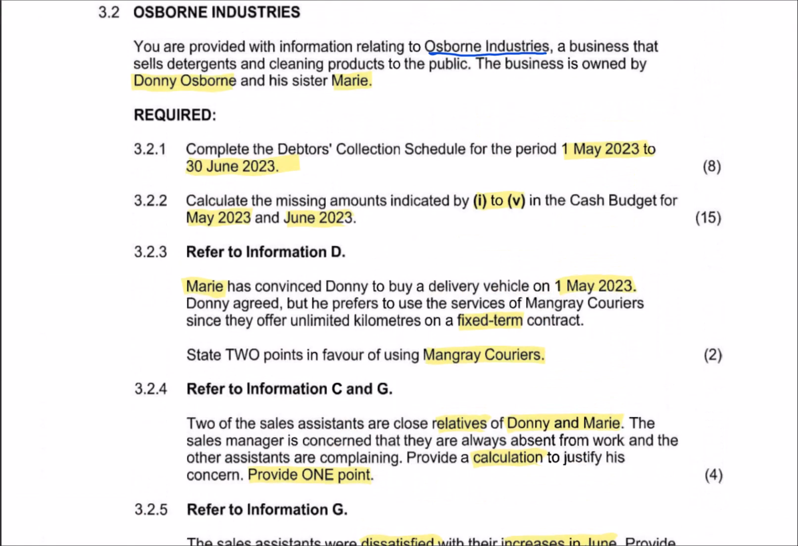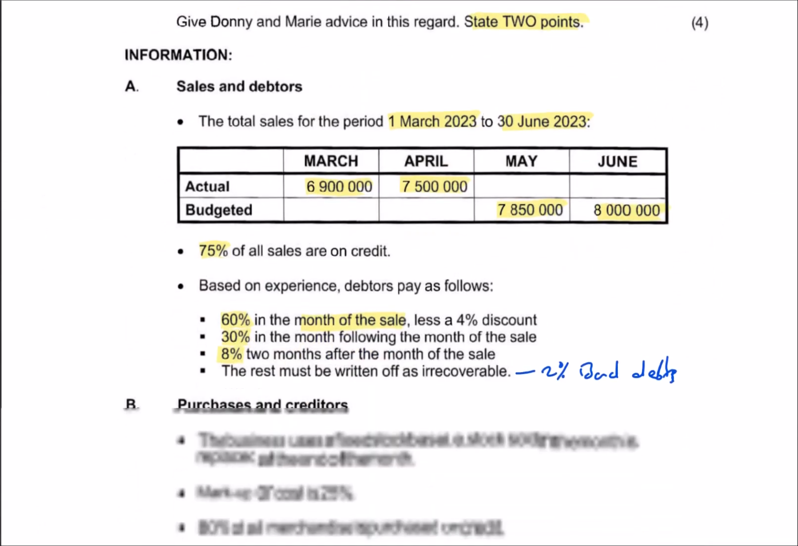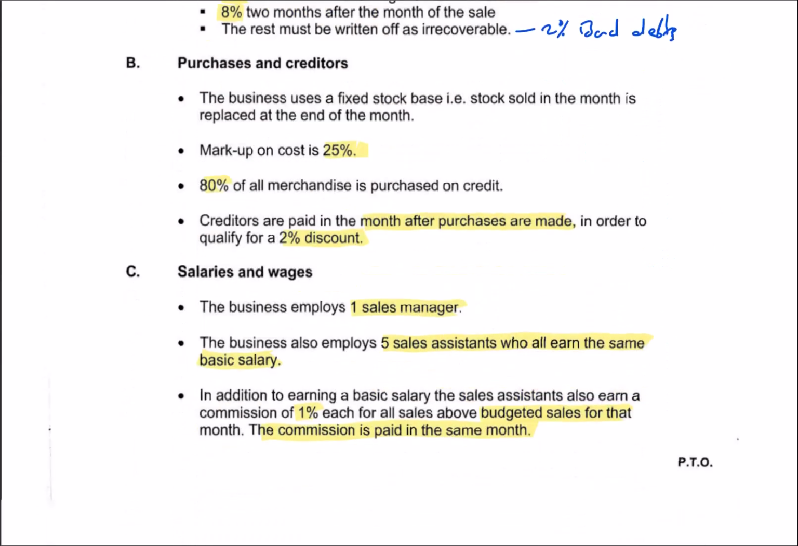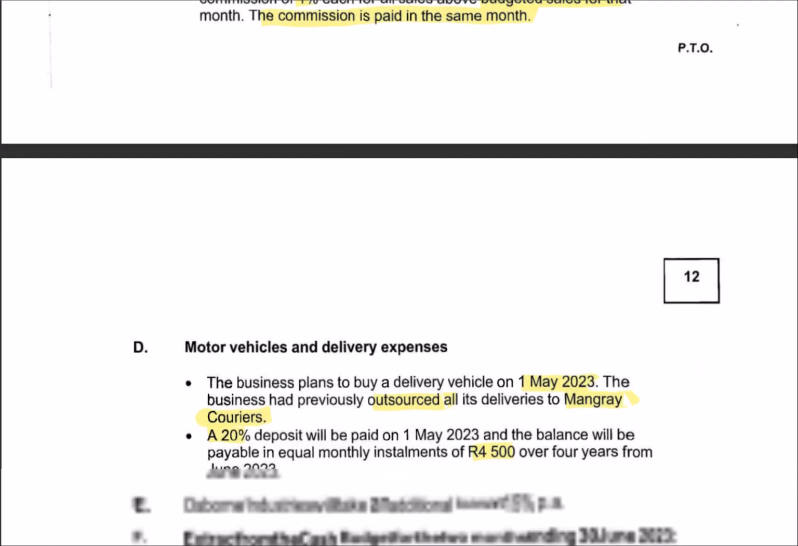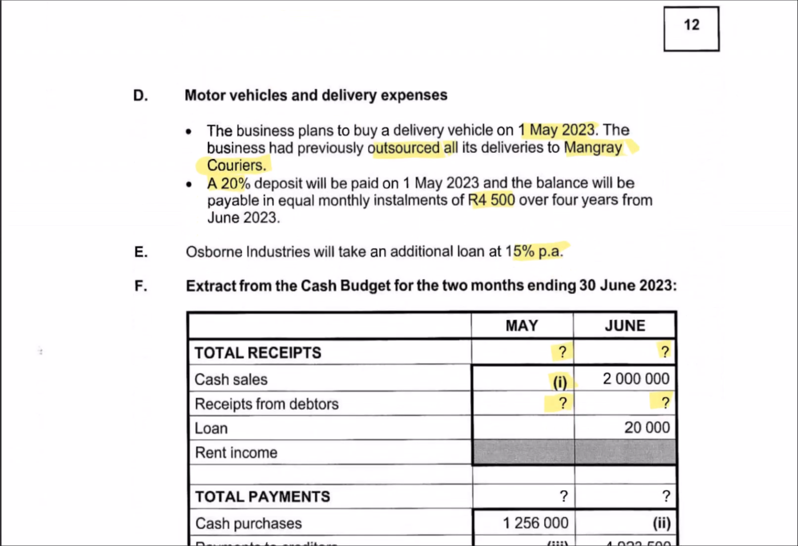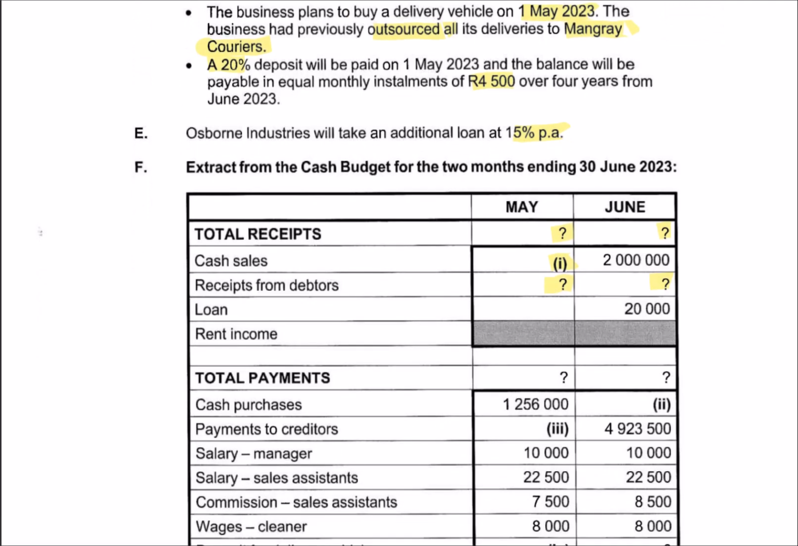Right, that comes from this debtors collection schedule, right? The receipts from debtors, it comes from the debtors schedule. Then the loan: there's 20,000 of loan that will be in June. Then total payments, the question of payments to creditors, we need to calculate this.